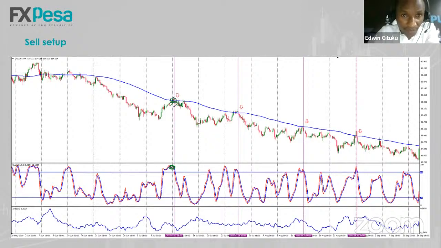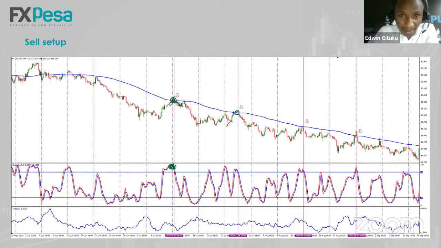Once those two actions coincide, that would mean there's a high probability that price would embark on the prevailing trend. So price would make an impulse move to the downside. So these two would give you the first setup along this strong downtrend.